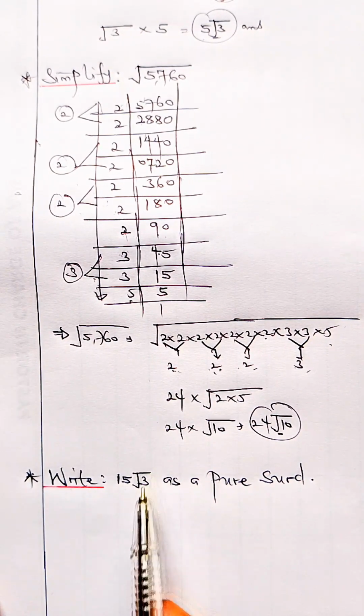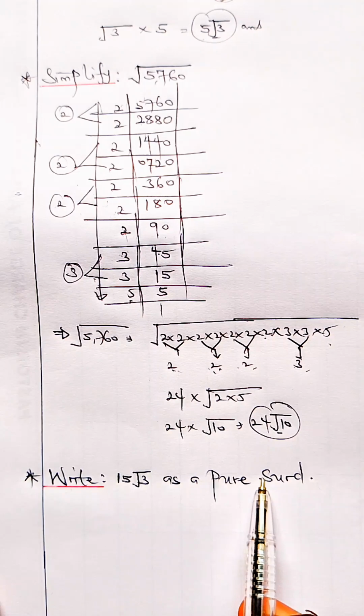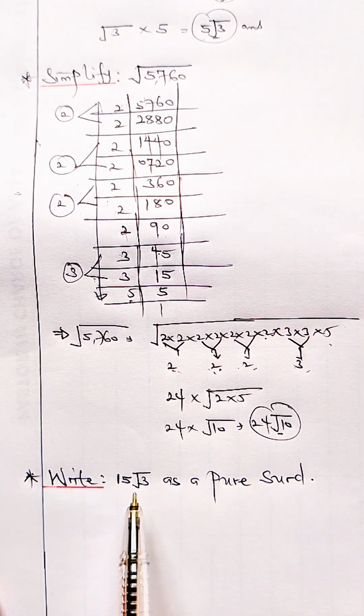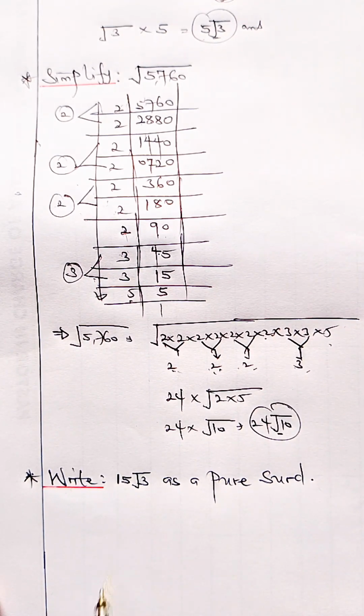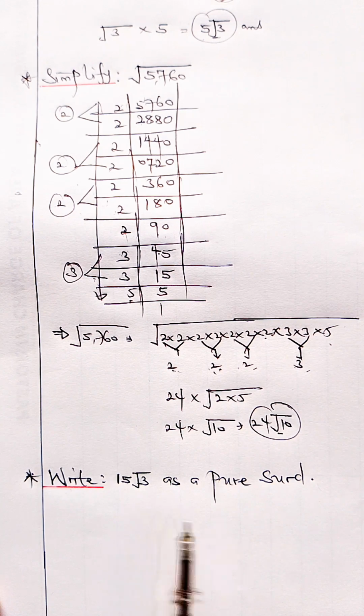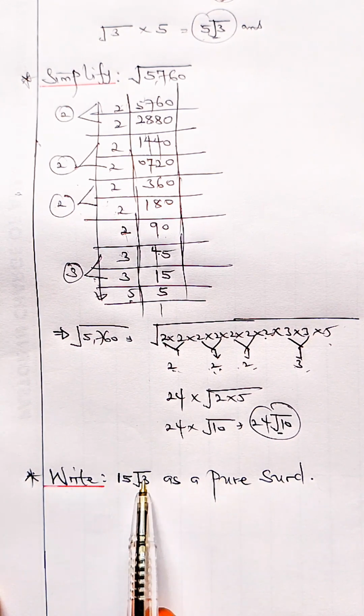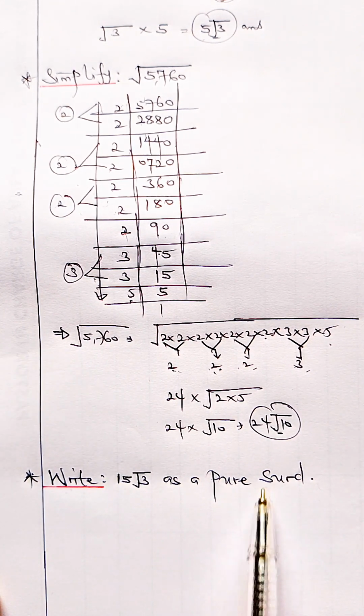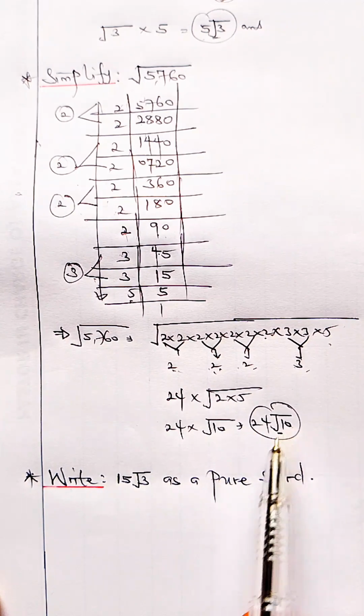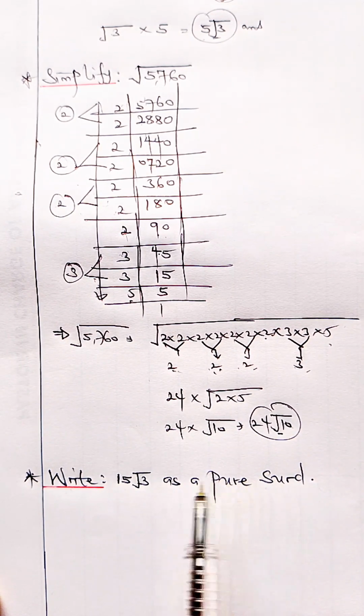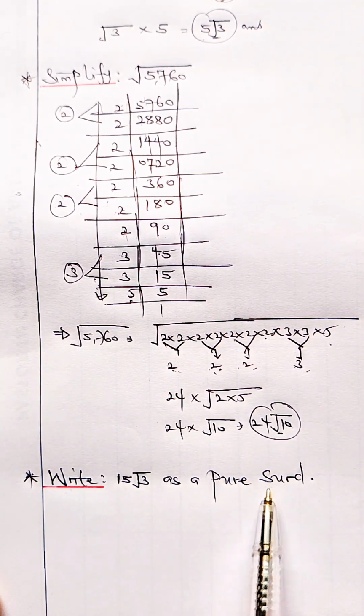Okay, now here's the third question. Write 15 root 3 as a pure surd. Now don't forget the first two examples we worked on. We worked on how we could convert our pure surd to mixed surd. So right now here we have a mixed surd to be converted back to pure surd. Now it's very simple, just like converting 24 root 10 back to what we call the pure surd. So how do we do this?